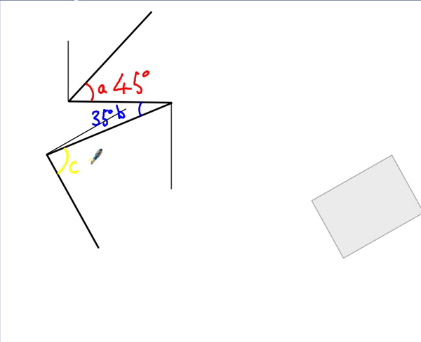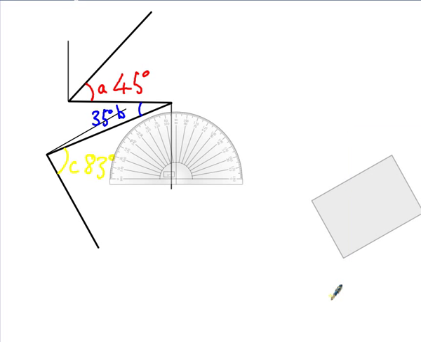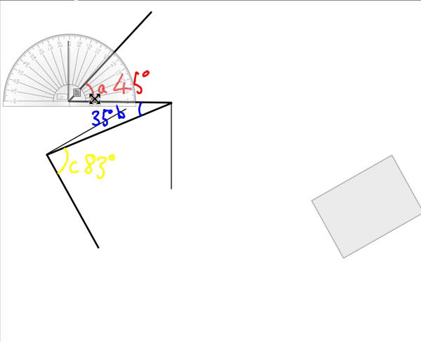I'm gonna say 83 degrees. It's too big to be 80, I think. Anyway, let's get the protractor out and see what it really is. Okay, so I'll start with angle A. Angle A is actually somewhere between 46 and 47, so that's not too bad.